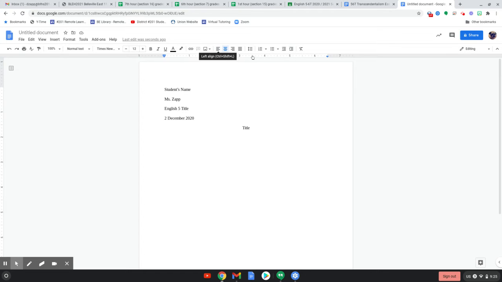Before you start typing your introduction, make sure you click left align, and then remember, you'll hit that tab button. You have to indent. Okay, so you'll indent every single paragraph. This has 4 paragraphs total. Okay, this is almost perfect. The only thing we're missing is our header.